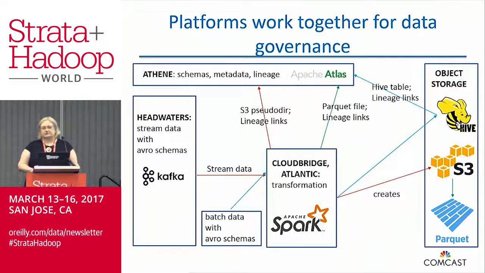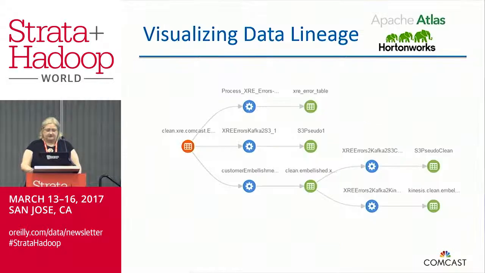So when you step up to Athene, you can see all these connections. This is an actual screenshot from Atlas. You probably can't read it, but that's okay. Let me just say that this is the original Kafka topic. This is a NiFi process that puts it in a Hive table. This is a CloudBridge process, a Spark process that puts it in a pseudo-directory.